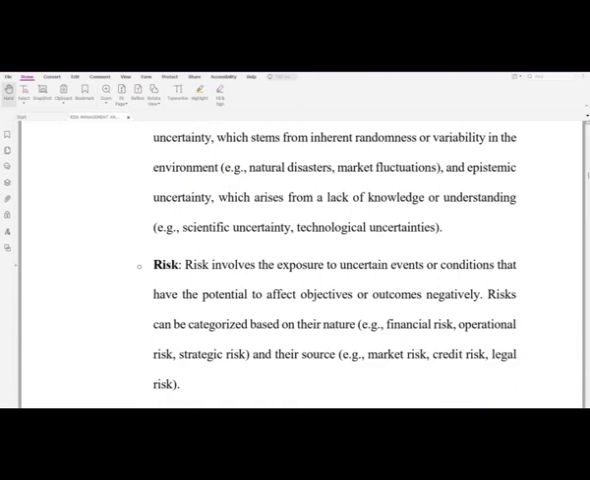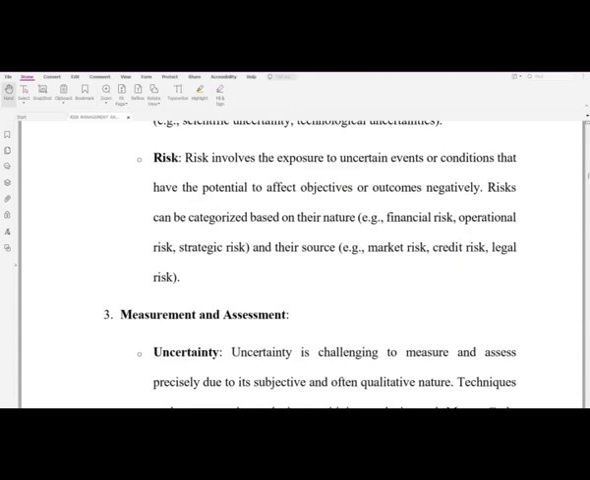Therefore, risks can be categorized based on their nature. This has been highlighted earlier in our first lesson to include financial risk, operational risk, strategic risk, and reputational risk, as well as market risk, credit risk, as well as legal risk.